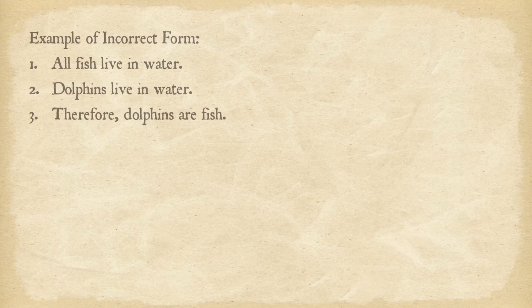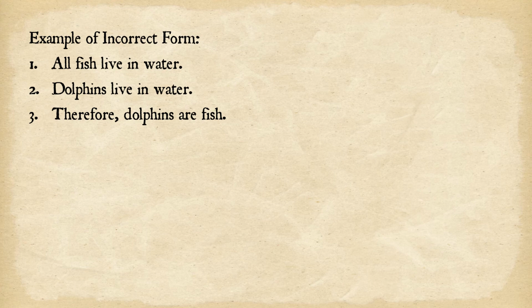So here are examples of both kinds of problems. Let's take a look at an example of incorrect form. First premise, all fish live in water. Second premise, dolphins live in water. Conclusion, therefore, dolphins are fish. Do you see the problem?